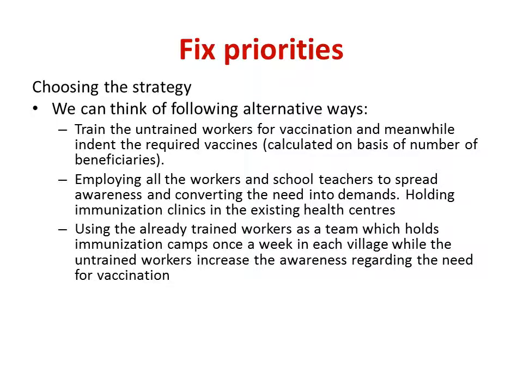Another alternative strategy can be that we use the already trained workers as a team, which will move from village to village and hold camps once in a week in each village, while the untrained workers and teachers can increase the awareness regarding the need for vaccination so that parents bring their kids for immunization to these camps, which is held once a week, and the day of camp can be communicated to them.